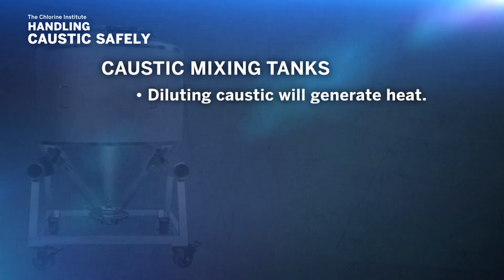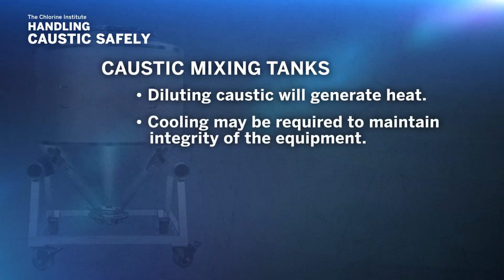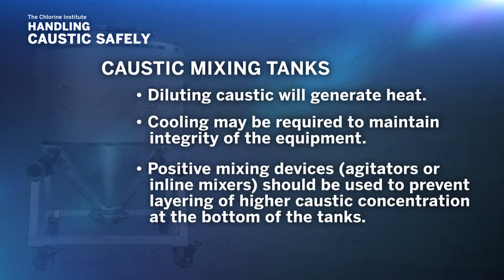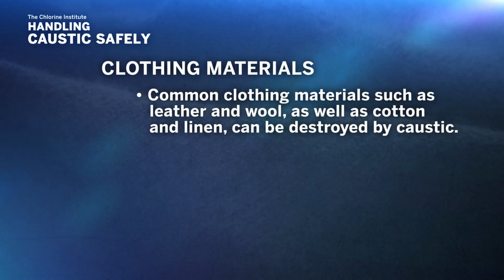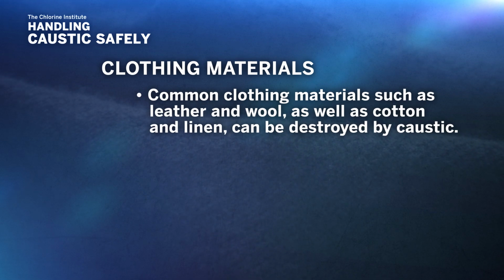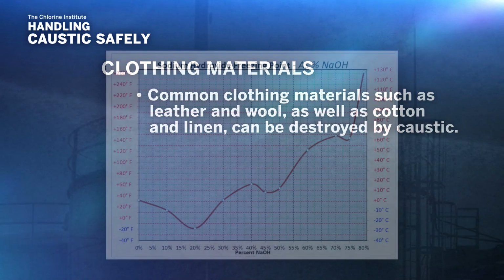Diluting caustic will generate heat. Cooling may be required to maintain the integrity of the equipment. Positive mixing devices like agitators or inline mixers should be used to prevent layering of higher caustic concentrations at the bottom of the tanks. Common clothing materials, such as leather and wool, and to a lesser extent cotton and linen fabrics, can be destroyed by caustic.